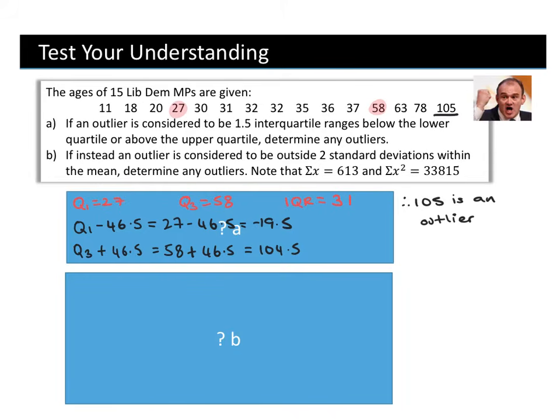Right, the last one. If instead an outlier is considered to be outside 2 standard deviations, where 2 standard deviations means 2 multiplied by our standard deviation, within the mean, determine any outliers. First of all, what do we need to know? We know the variance is calculated by the sum of x squared over n, minus the mean squared. We actually need to work out the mean as well. How many? 15. So 613 divided by 15.